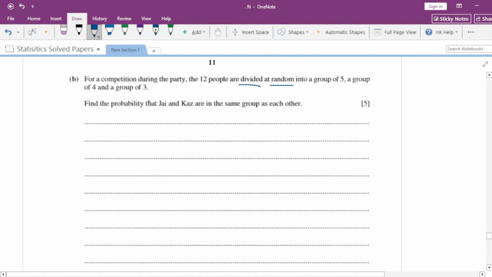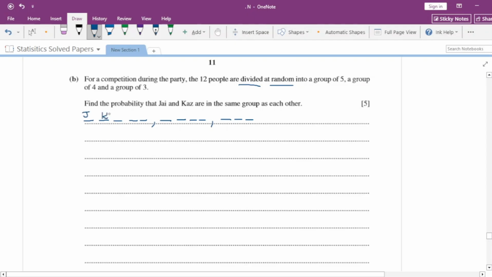Again, slot case making. Alright, so let us see, what do we have? We have a group of 5, so 1, 2, 3, 4, 5. Then we have a group of 4: 1, 2, 3, 4. We have a group of 3: 1, 2, 3. Alright, what can be one possible case? We want Jai and Kaz to be in the same group. So I can put them in the same group like this.